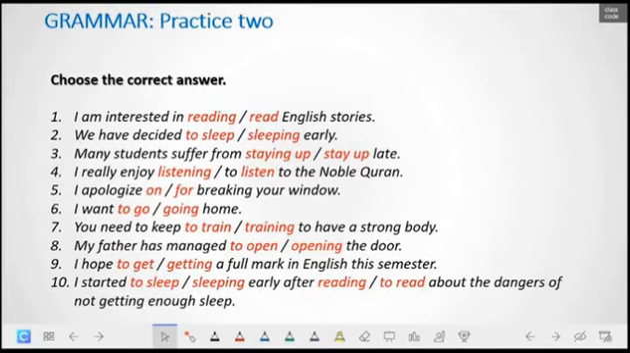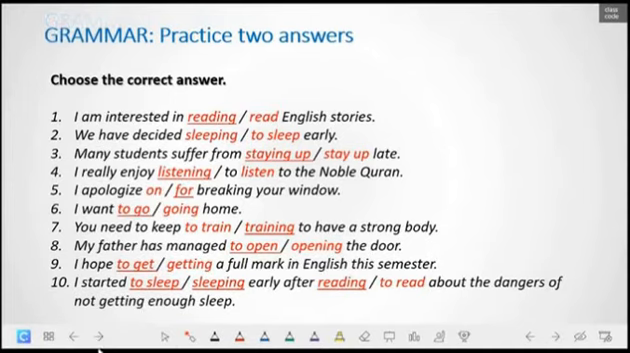All right, welcome back. So let me show you the answers, and you can check your answers. So we've got number 1, I'm interested in. So we've got in, which is a preposition. So after a preposition, you always add ing to the verb. All right. We have decided, of course, decide is always followed by infinitive too. So we have decided to sleep early.